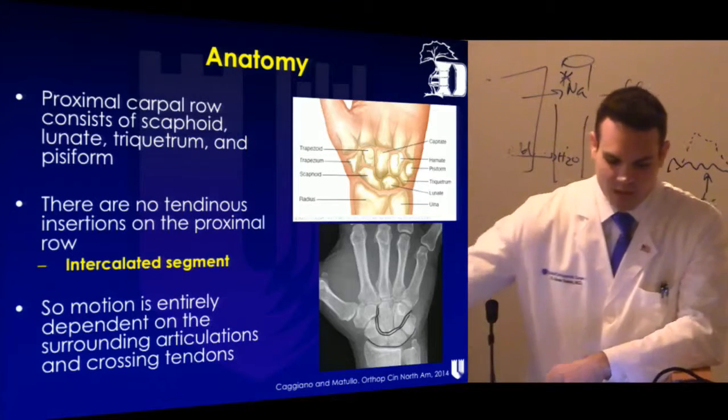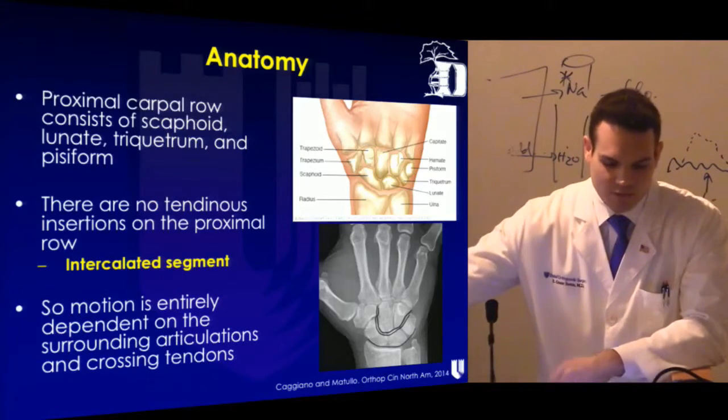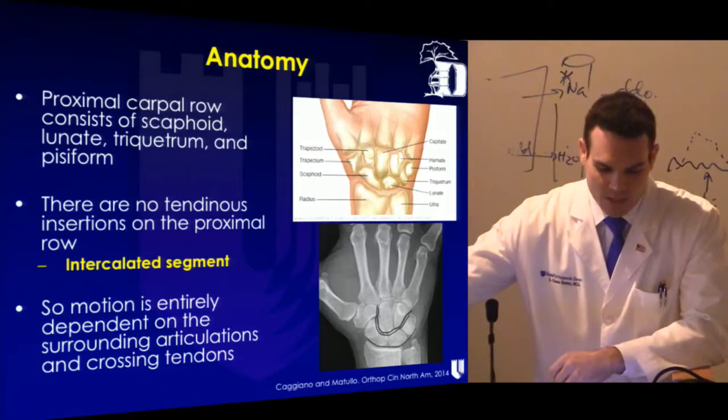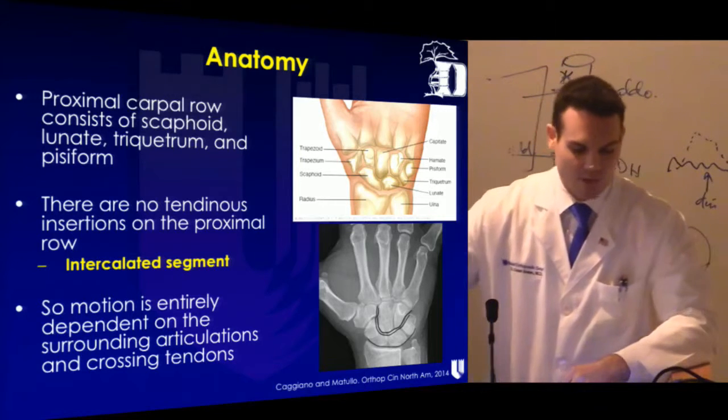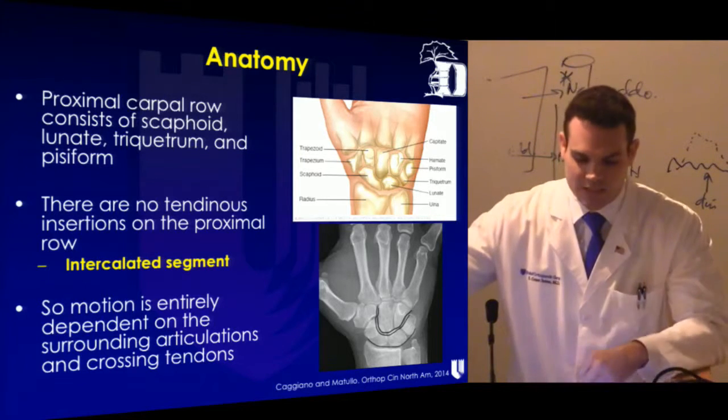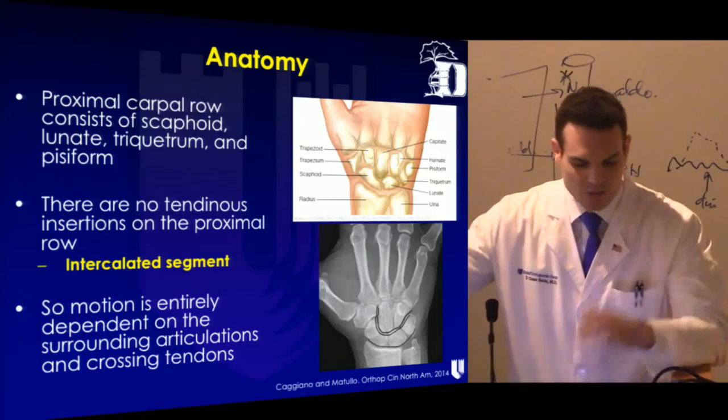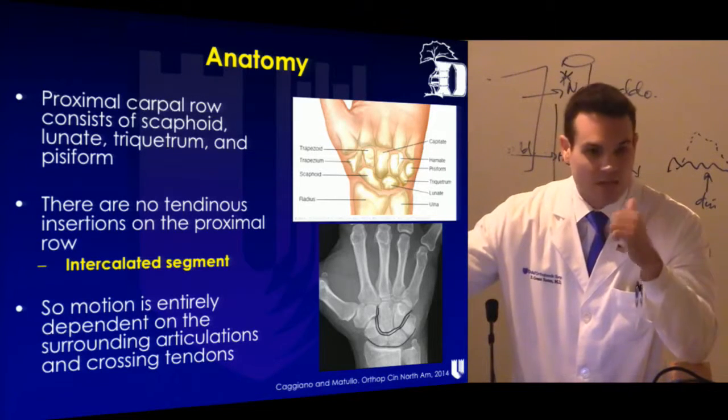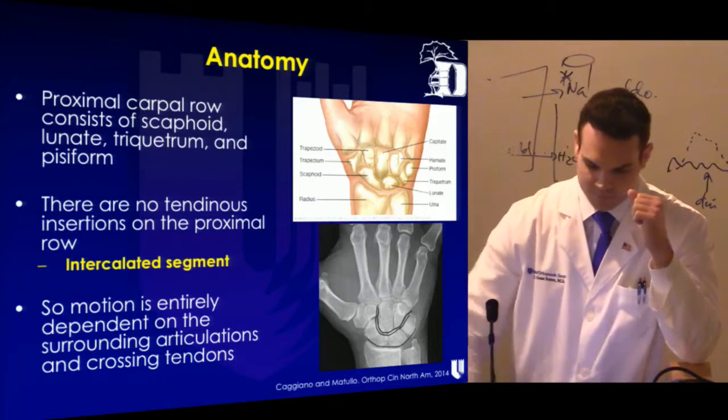So start with some anatomy. Proximal row consists of the scaphoid, the lunate, the triquetrum, and the pisiform. There are actually no tendinous insertions on the proximal row, and that's why it's called the intercalated segment. Intercalated meaning to insert among existing elements or layers. And so the motion is entirely dependent on the surrounding articulations and the crossing tendons.